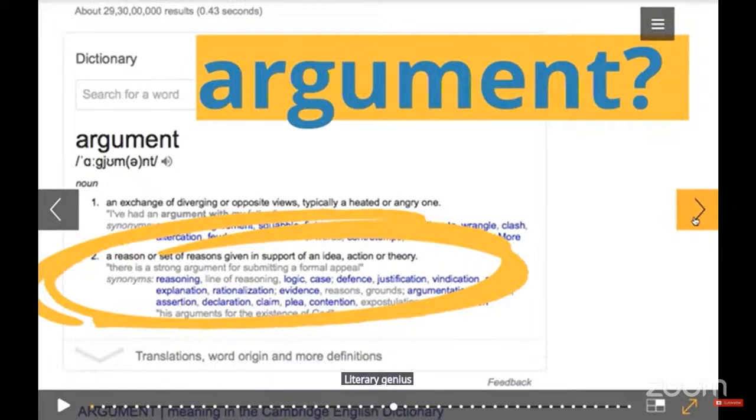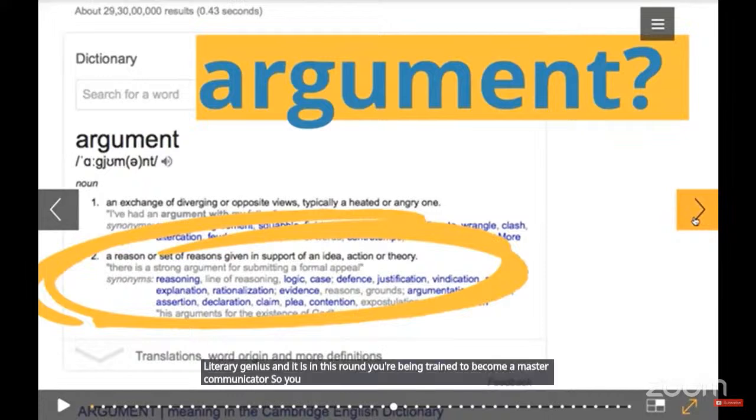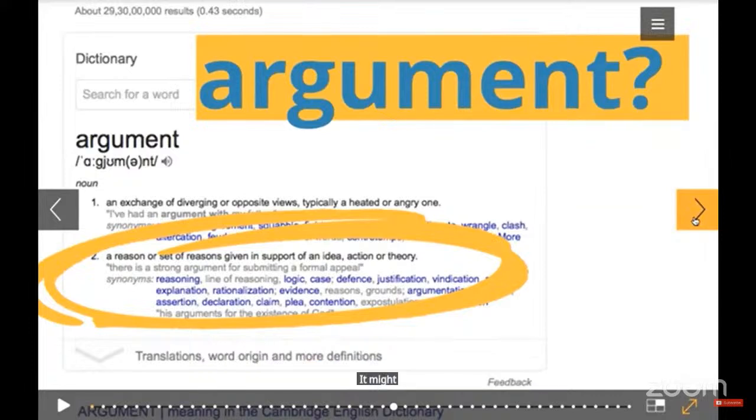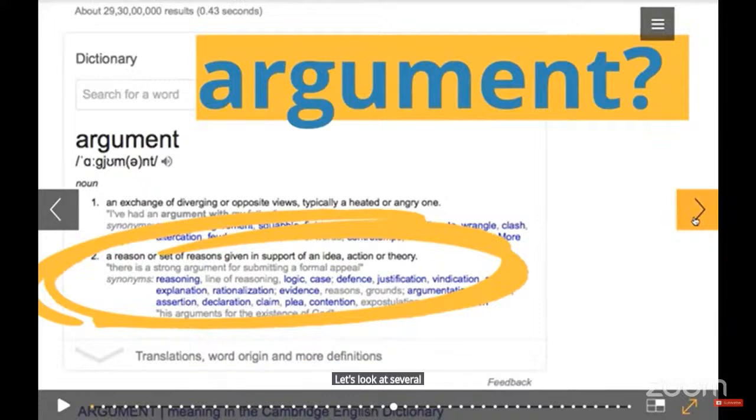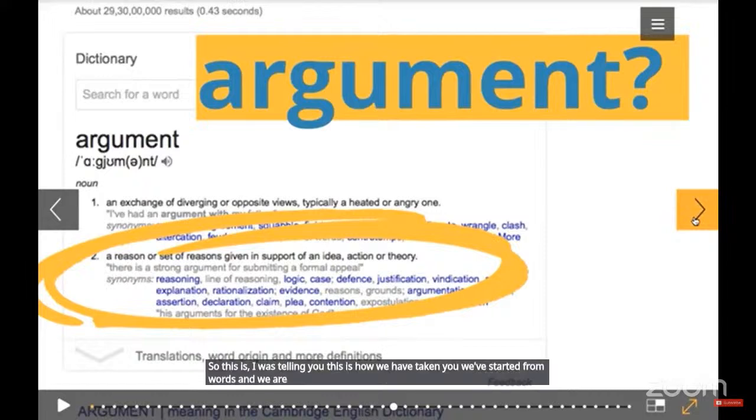And it is in this round you're being trained to become a master communicator. You need to understand every communication has a goal. It might be to inform, to entertain, to persuade, to express feelings, or a number of other purposes. In this round, we'll show you the different types of presenting information that serve whatever your goal is. Let's look at several options you have for structuring an argument. This is how we have taken you: we've started from words and we're ending with profound literary expressions.